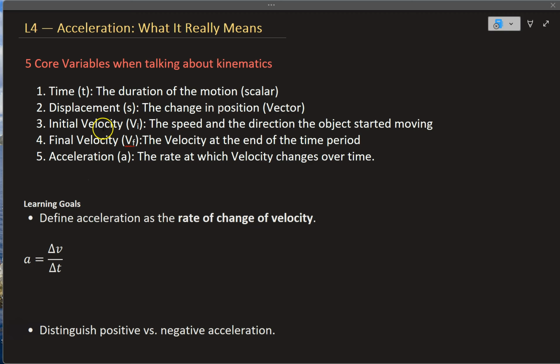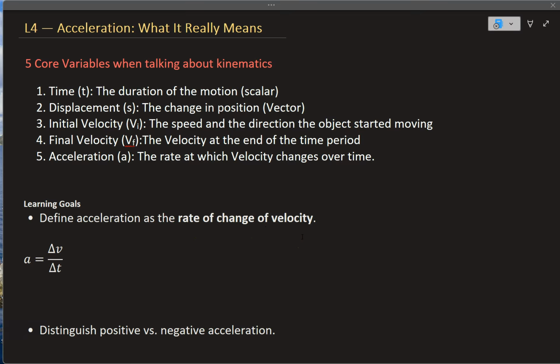Now of course distance is there, but distance, remember, is a scalar, and displacement is a vector, and so is speed, but I didn't put that in there because it's already implied. All right, so today we're going to talk about acceleration. So basically acceleration, by definition, you already know what it is. It's the rate of change of velocity.